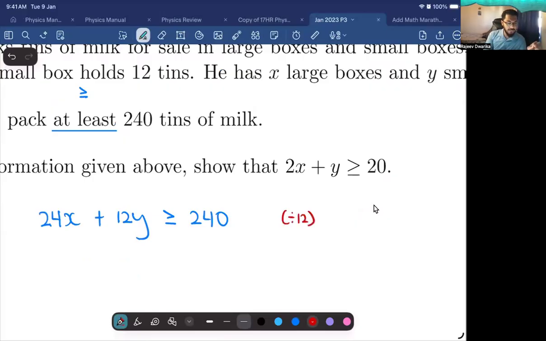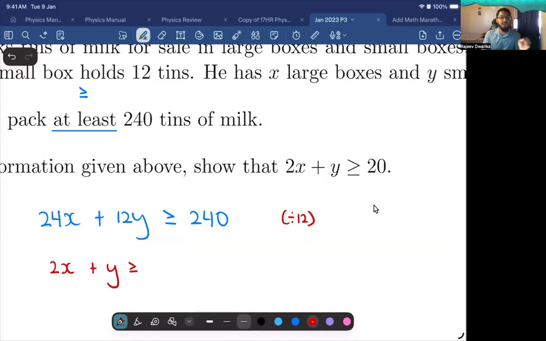Now, what is 24 divided by 12? 2. Right? So that's going to be 2x. And again, guys, if I'm dividing 12 by 12, it's going to cancel off. So that's going to be 1y. Let me know if you understand that.